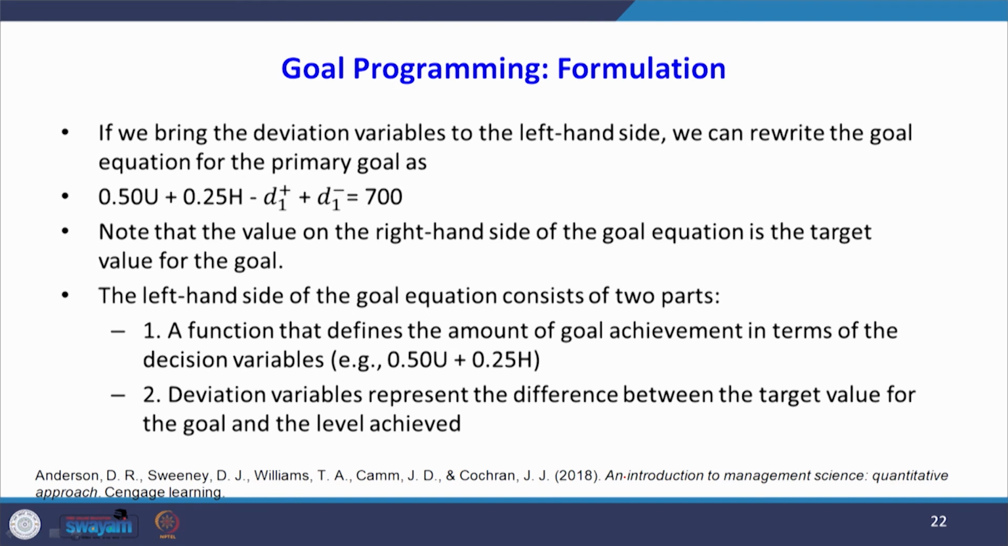If we bring the deviation variables to the left hand side, we can rewrite the goal equation for the primary goal as 0.5u plus 0.25h minus D1 plus plus D1 minus equal to 700. Note that the value on the right hand side of the goal equation is the target value of the goal. The left hand side of the goal equation consists of two parts. One part is a function that defines the amount of goal achievement in terms of decision variables, that is this part. The other part is the deviation variables, which represent the difference between the target value for the goal and the level achieved.